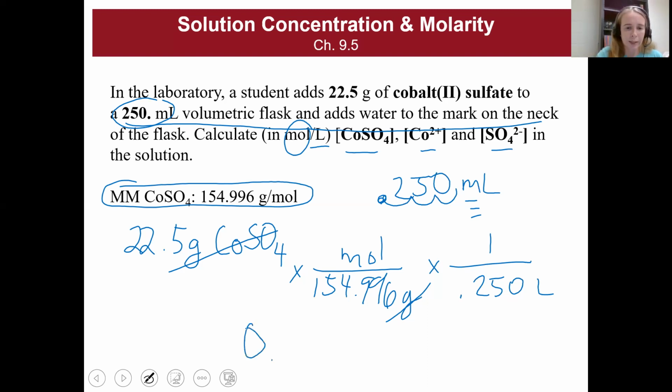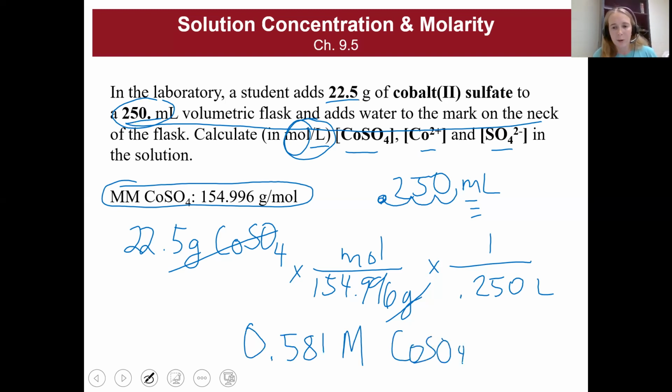So I ended up with 0.581. I had 3 sig figs in the numbers I started with, so I'm going to end up with 3 sig figs. So this is 0.581 molar, or moles per liter, same difference. This is our concentration of cobalt sulfate.